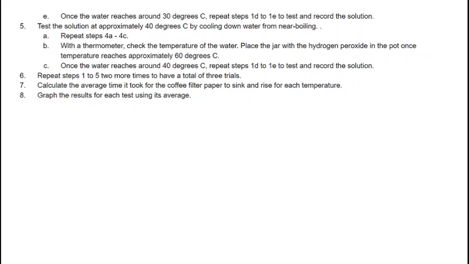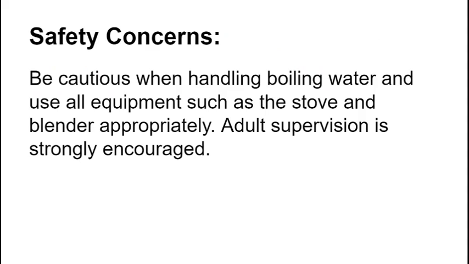The last test at 40 degrees Celsius follows the same steps as 4A through 4B, except planting the hydrogen peroxide in the pot once the temperature reaches 60 degrees Celsius, and record data when it cools to 40 degrees. After the first trial for all the temperatures is complete, repeat steps 1 through 5 for 2 more trials. Next, calculate the averages of the time it took for the reaction to occur for each temperature. And lastly, graph the results with data.